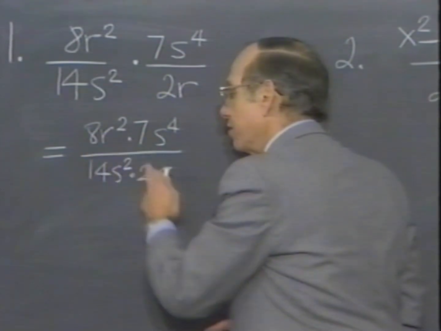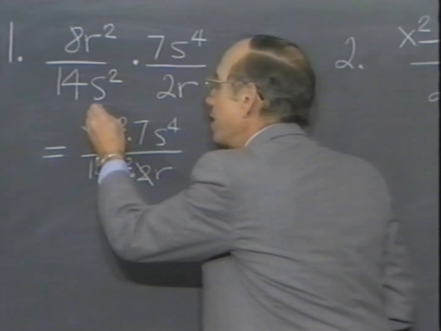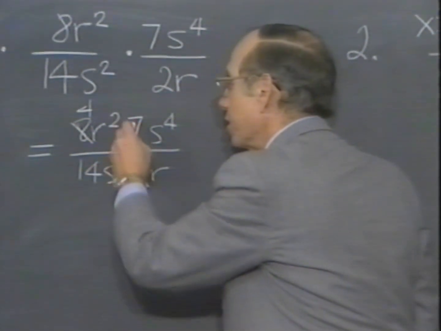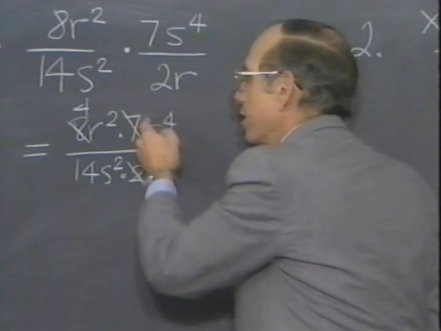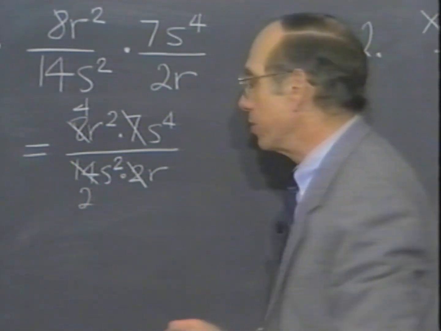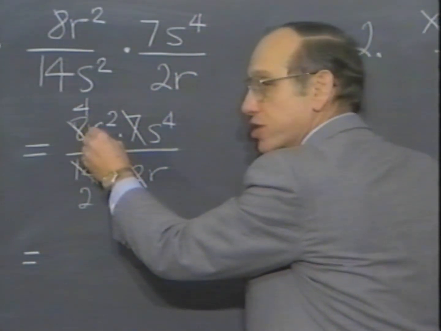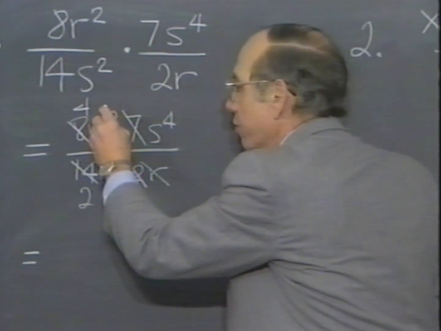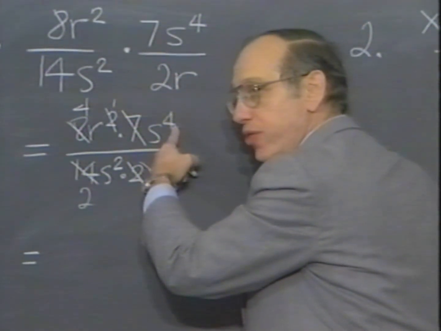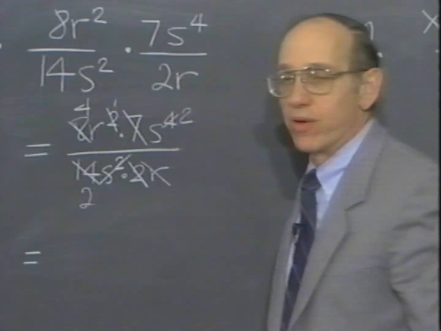2 and 8 have a common factor of 2, so we can divide a 2 out of the denominator. Dividing it into the 8 here, we get a 4. Similarly, the 7 and 14 can be taken care of. 7 divided in here just leaves you a factor of 1, and 7 into 14 leaves a factor of 2. All right? Now let's see, what can we do with the variables? We have an r here and an r squared up here. So we can divide out an r, reducing this to r to the first power. And we have an s squared here and an s to the fourth in the numerator. So we can divide out an s squared, leaving just an s to the second power in the numerator.